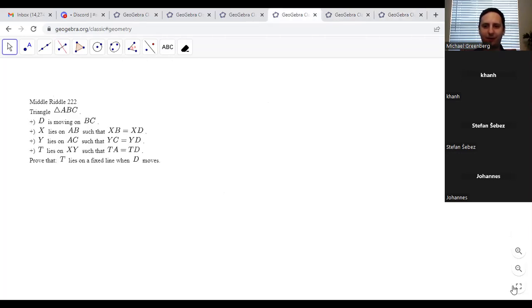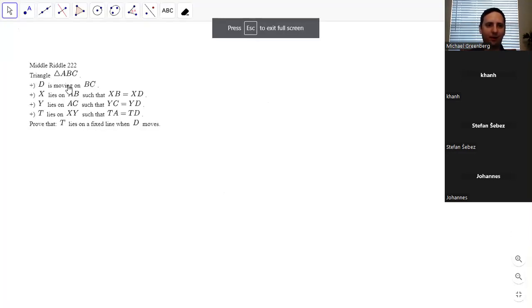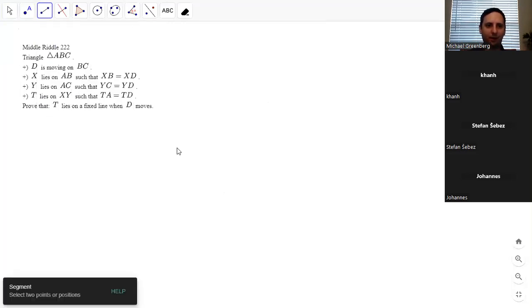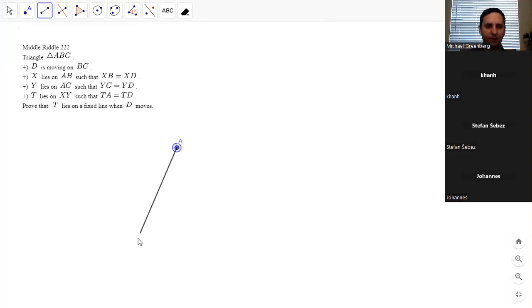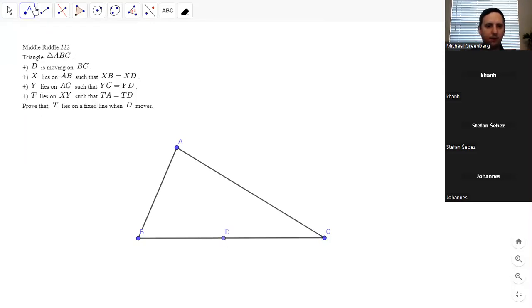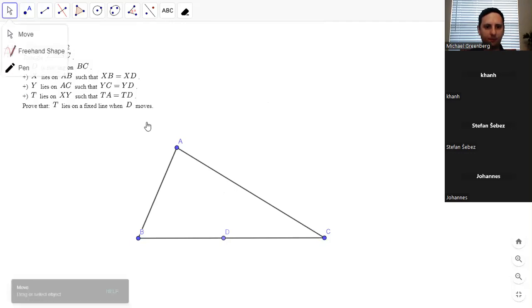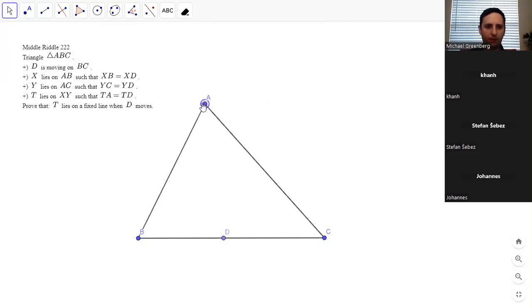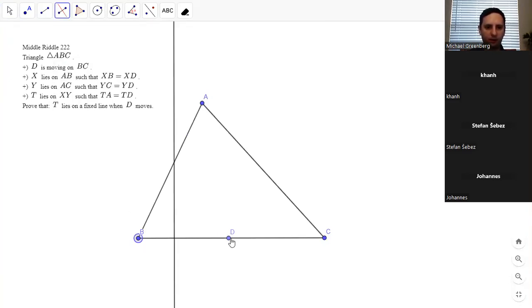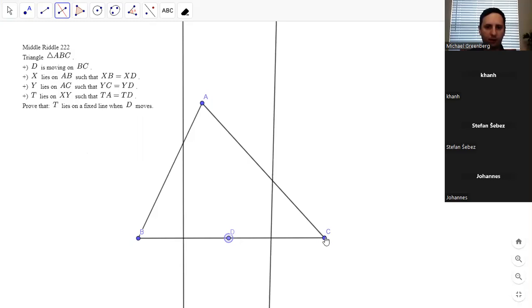Let's try this one just for now. So we have a triangle ABC, and D is on segment BC. And XD is equal to XB. So yeah, we draw the perpendicular bisectors of BD and CD, and those are X and Y.